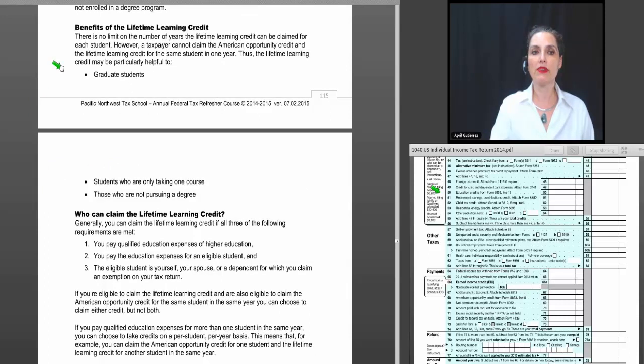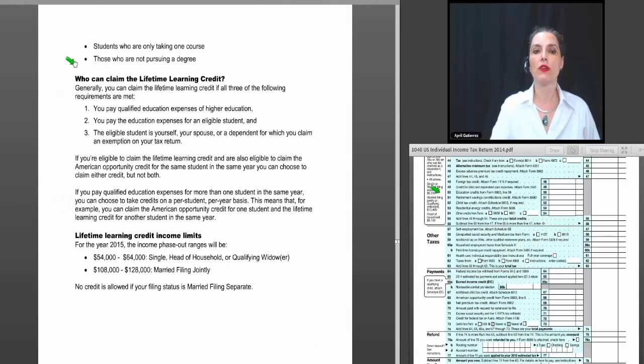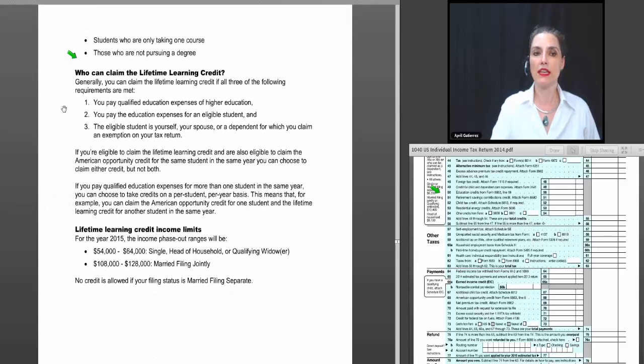Benefits of the Lifetime Learning Credit. Well, there is no limit on the number of years that this credit can be claimed for each student. However, a taxpayer cannot claim the American Opportunity Credit and the Lifetime Learning Credit for the same student in the same year. Thus, the Lifetime Learning Credit can be particularly helpful to graduate students, students who are taking only one course, and those who are not pursuing a degree.